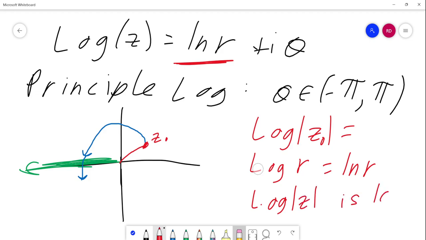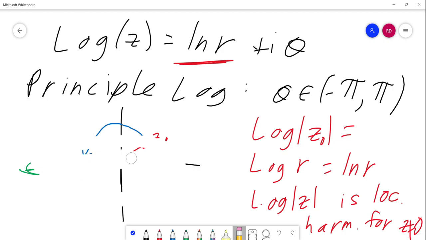So therefore, log z is locally harmonic for z not equal to 0. Locally harmonic might be redundant. Harmonic is a local property. We pick any point, it'll be harmonic there, except for 0. Now you might say, well, what if you picked a point on this green bar that we said is undefined? Well, that's not hard to fix. We just draw a new green bar.